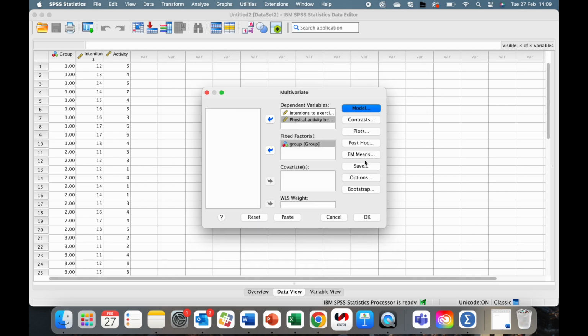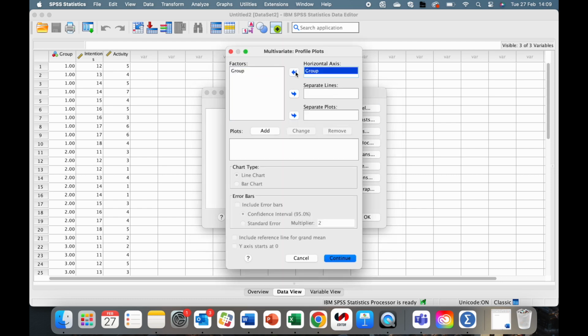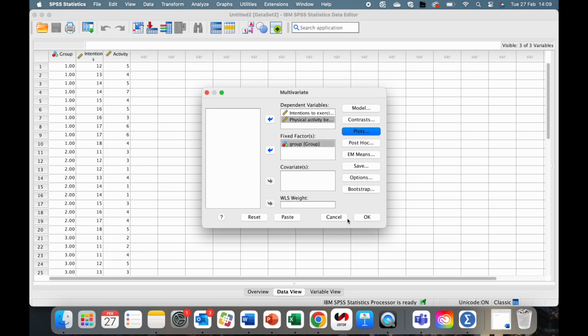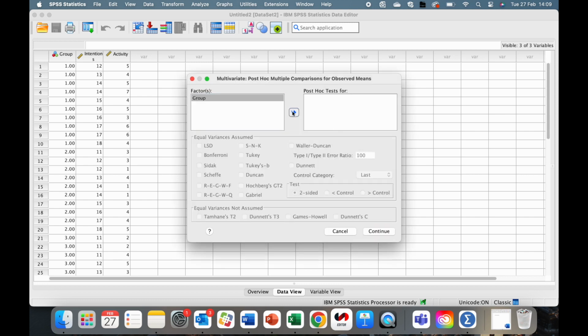Click continue. Go on to plots and move the group over to the horizontal axis and add. You can either have a line or bar chart here. Make sure the y-axis starts at 0. Continue. We then go to the post hoc and move the group over to the post hoc test for. And in this example, we're using Tukey because the sample sizes are equal. If they're not, we'll use the Bonferroni.